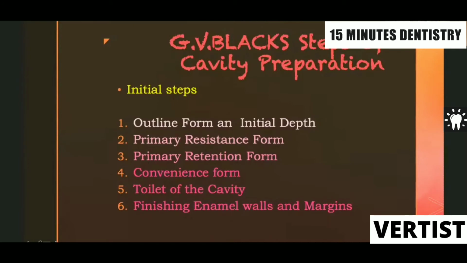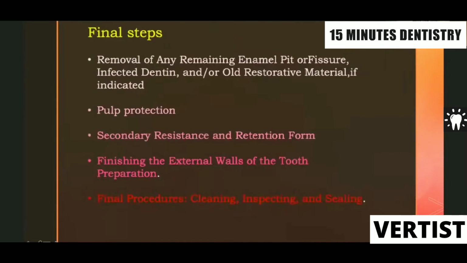Outline form, resistance form, retention form, convenience form, toilet of the cavity, finishing of the enamel walls and margins. These are the initial points or the initial steps. The final steps are whatever remaining dental caries, defects, infected dentine, or restorative material that is there, that has to be removed. Then you have to do pulp protection. Then if required, if you feel a lot of the tooth structure is lost, you might have to do some secondary resistance form and retention form features. Finish the external walls of the tooth preparation, and the final procedure is cleaning, inspecting and sealing.